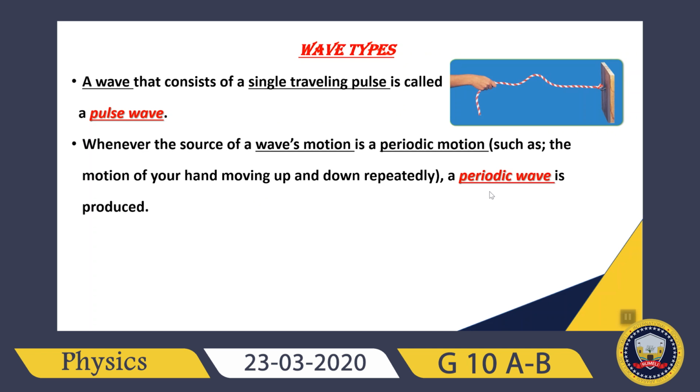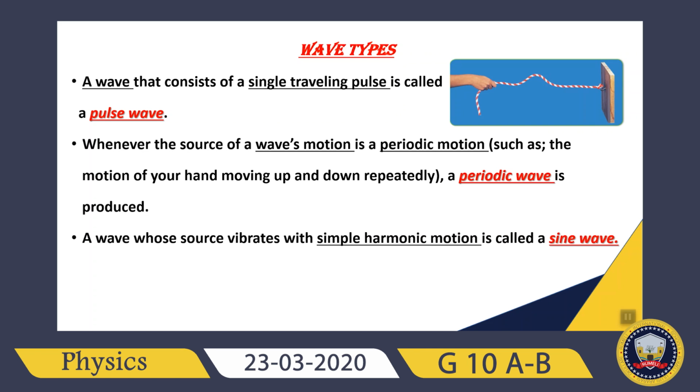Again, whenever the source of wave motion is a periodic motion, not one single pulse but many, repeated periodically, it is called a periodic wave. So now we have a pulse wave and another wave called a periodic wave. Periodic means it is periodically repeated. That's why it's called a periodic wave.